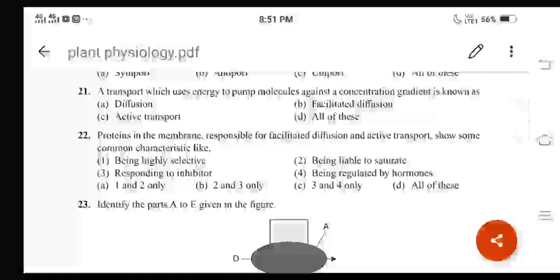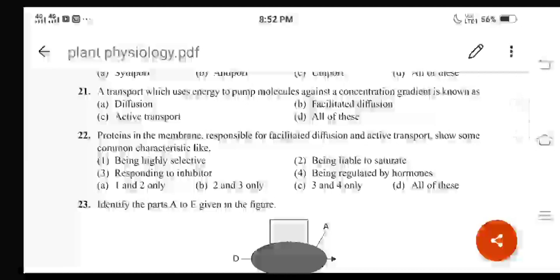Okay, a transport which uses energy means what here? ATP, to pump molecules against a concentration gradient. Okay, against a concentration gradient means what here? The movement of substances or molecules from lower concentration to the higher concentration. Okay, it is known as active transport, right? And remember, it is also called as uphill transport, right? Okay, so option C is the correct answer, right?